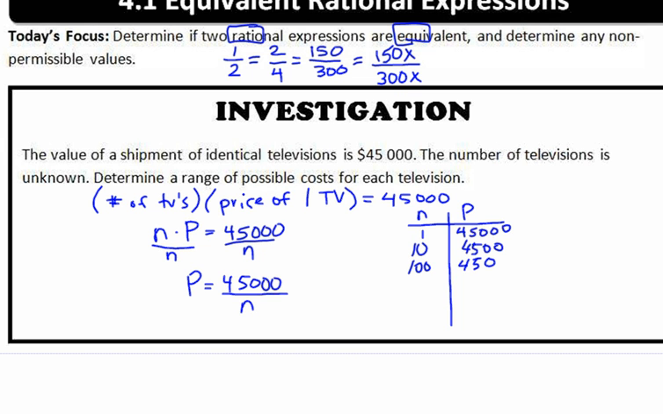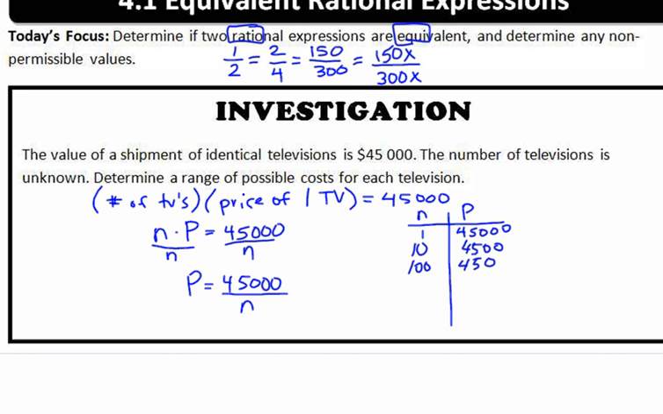Yeah. How many solutions are we going to have? 1, all the way to almost unlimited. We could put the number of TVs as 45,000. That would be how much for each TV? $1. But it's not realistic, right? So there's some possible values. And so here's an example of a rational expression, when we have a variable in the fraction. Here's our rational expression.